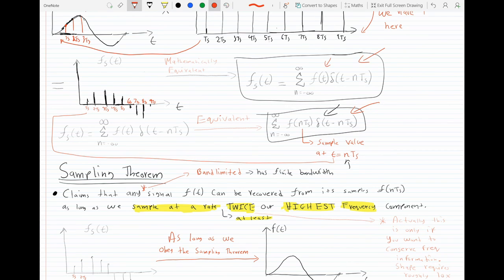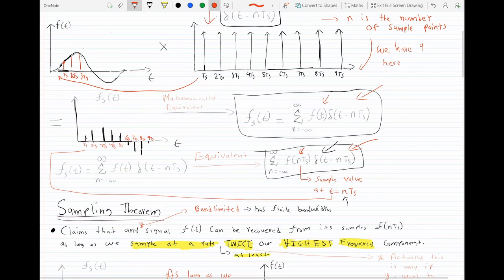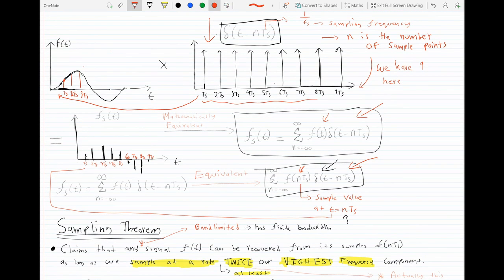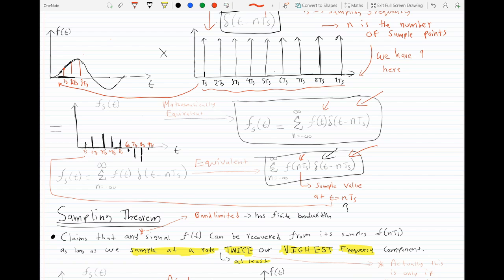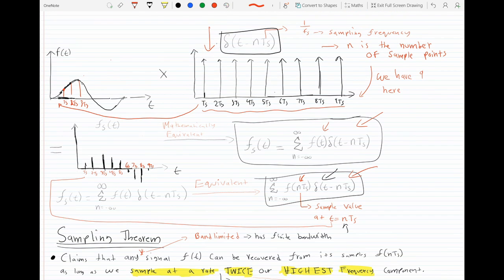So see how we had f of t here? The only values that we have are at every n of Ts. So for example, n is 1, n is 2, n is 3, right? So that's why we just replace t with this value here. And you'll notice here we had 9 results, right? 9 samples, or 9 delta functions, and that corresponds to 9 samples. So again, all we did was we took this signal and we sampled it by these pulses. That's all sampling is.